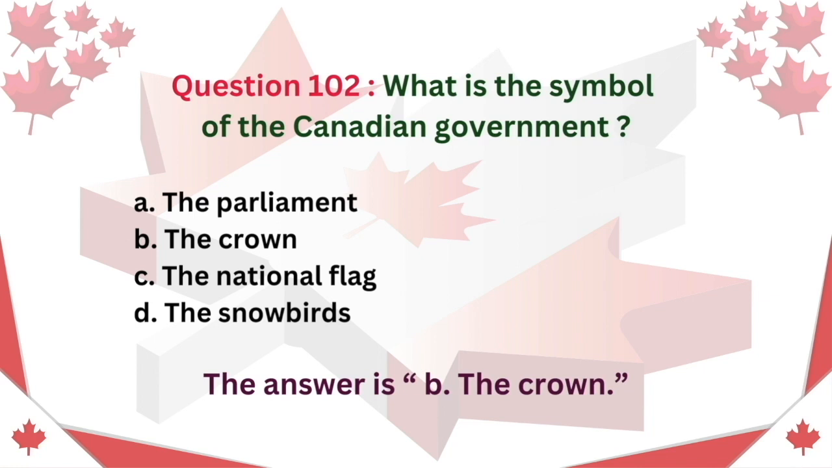Question 102. What is the symbol of the Canadian government? A. The Parliament. B. The Crown. C. The national flag. D. The Snowbirds. The answer is B. The Crown.